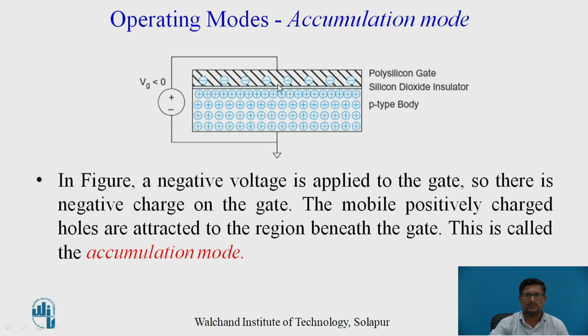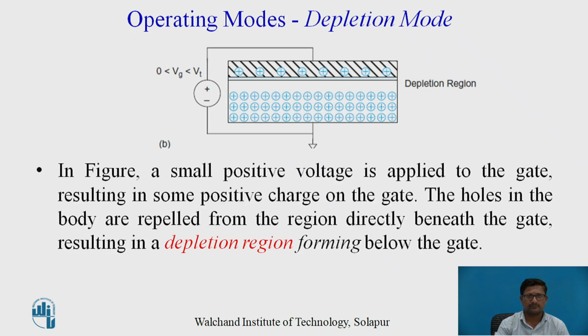So here the negative charges are accumulating near the silicon dioxide insulating layer. The mobile positively charged holes, meaning the holes nearer to the silicon dioxide insulating region, are attracted towards that region. So this is called accumulation mode, meaning the charge carriers are accumulating near the gate.